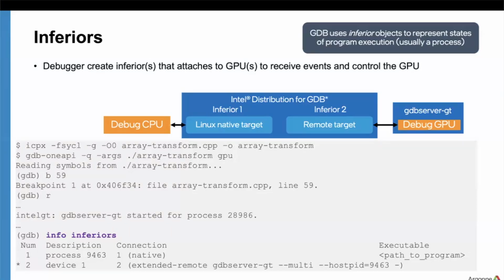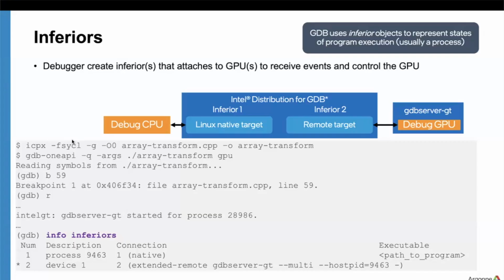GDB uses an inferior object to represent the state of the program execution. So the GDB debugger creates inferiors that attach to GPUs to receive events and control GPUs. On this slide, you can see that once you start GDB oneAPI, it creates two inferior connections. Inferior 1 is the Linux native target. This is to debug the CPU part. And then it also creates inferior 2 for the remote target. In this example, we use it to debug a GPU.